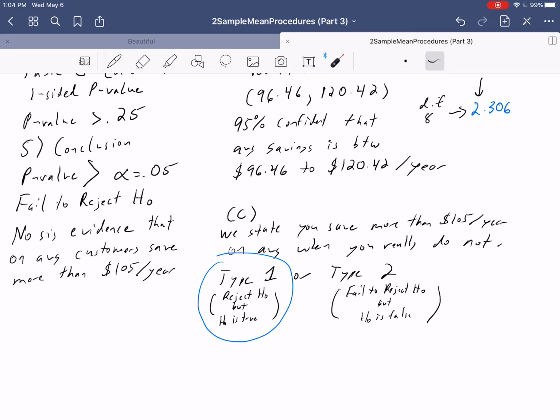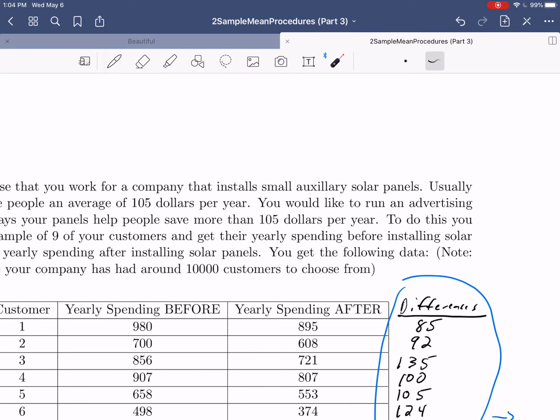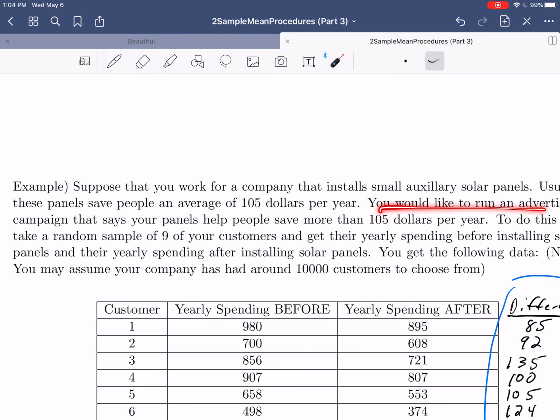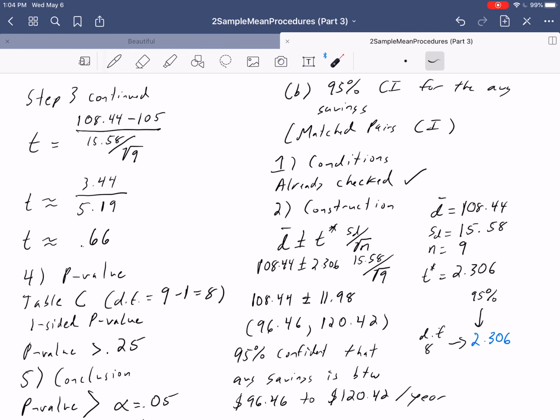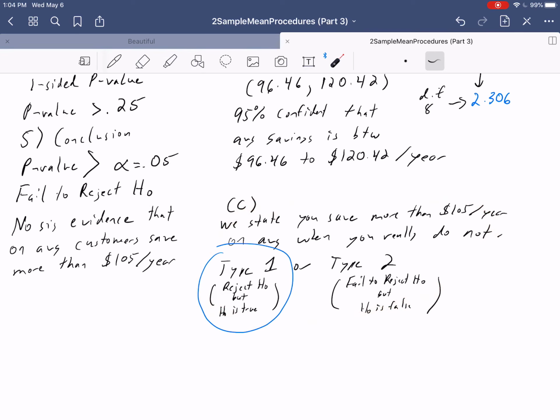Remember also, type 1 errors are supposed to sound like false positives, and that's exactly what we're seeing here. This is where we think that we have evidence that we do a better job than what is typical, but we really do not. That would be a false positive. What's the real life consequence of this? Well, I suppose this is where you would run a false advertisement. If you think back to how we originally phrased this problem, you wanted to run this advertising campaign that says your panel saves people more than $105 per year. Well, committing this sort of error would be where you go ahead and run that advertising campaign, but it's really not true. So you would run a false advertising campaign in this case.